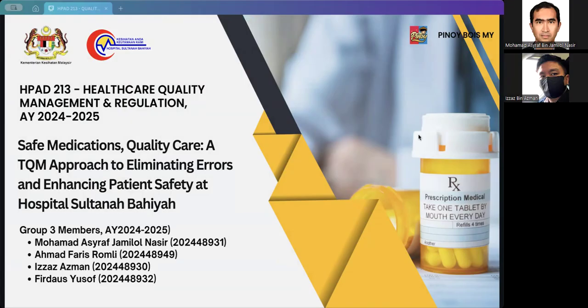So today our group, Group 3, will be presenting on safe medication quality care, a TQM approach to eliminating errors and enhancing patient safety at Hospital Sultan Baya. We have chosen Hospital Sultan Baya as our institution, and previously our group already presented on the hospital background, the data on medication error, the guidelines related to medication error in our hospital and also in the Malaysian setting, and also our reporting system. So today we will recap a bit on the problem and also move forward with the proposed solution.